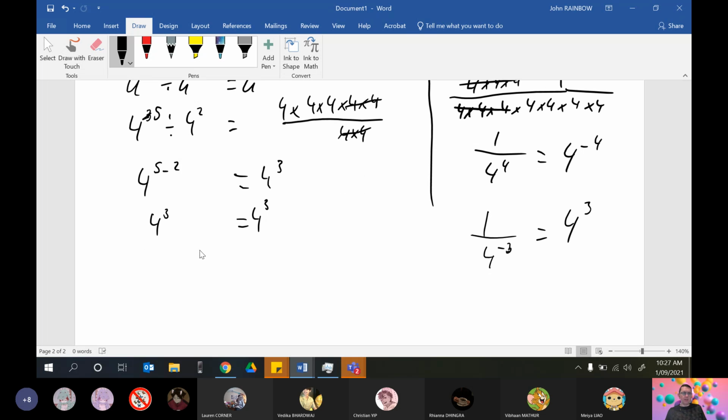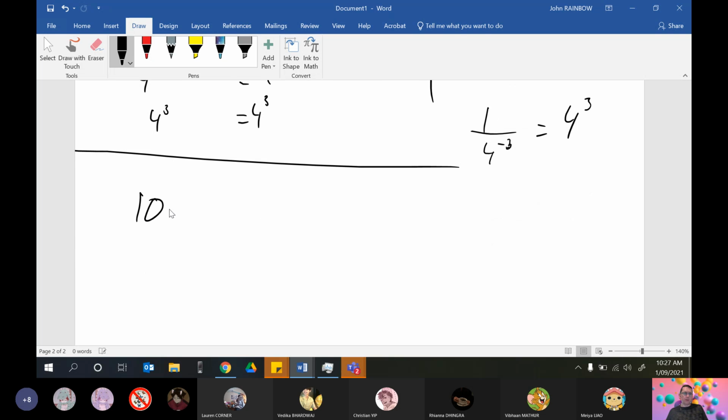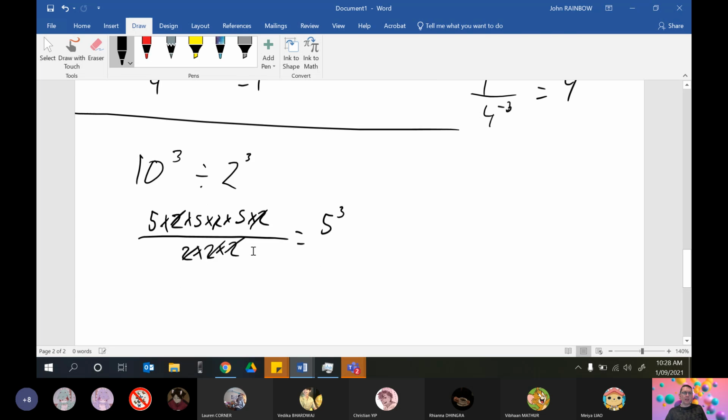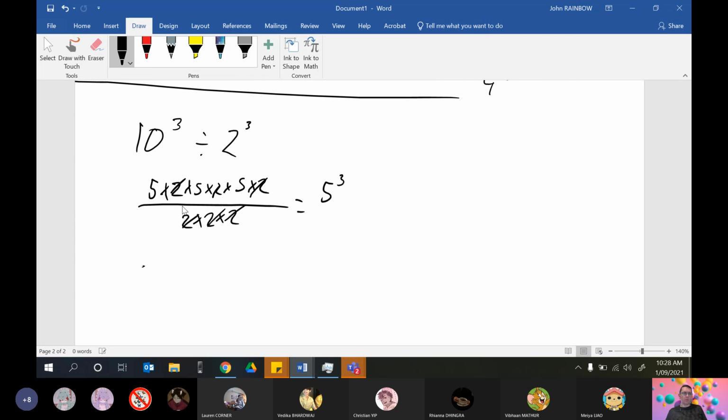Again, the same thing. If I've got 10 to the power of 3 divided by 2 to the power of 3, what is that? Well, 10 is really 5 times 2 times 5 times 2 times 5 times 2. I could write that as prime index numbers, divided by 2 times 2 times 2. These 2's are going to all cancel out with those, which would just leave it with 5 to the power of 3. So again, simplifying these, you really want to make sure they're in prime notation.